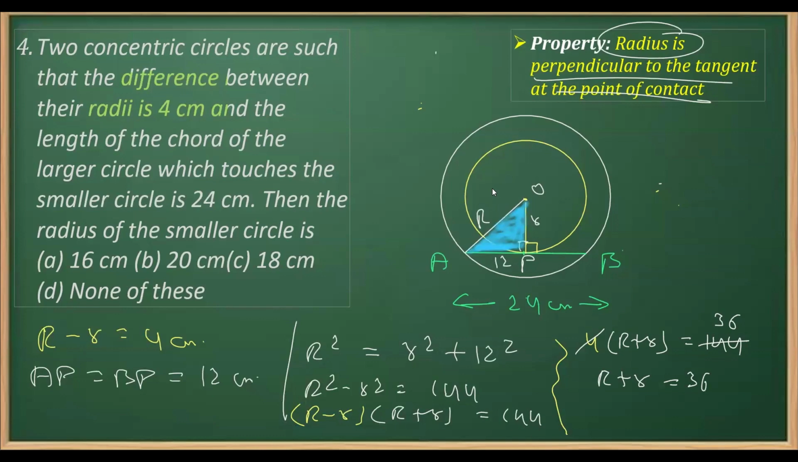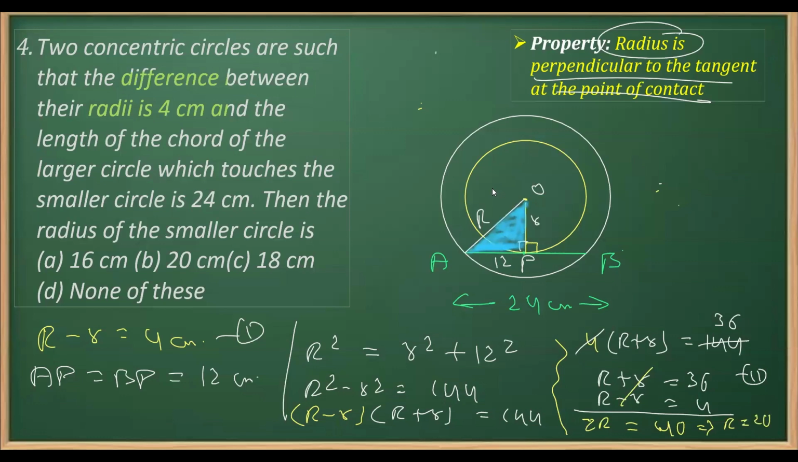Consider this to be equation 1 and this is equation 2. I'm going to apply elimination here. Let's write the other one below this, that is capital R minus small r is 4. I'll be adding because they have opposite signs. So small r gets cancelled. This is 2 times capital R is equal to 40. So it implies that capital R will be half of 40, that is 20.